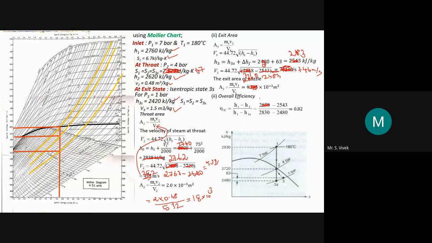This is 2760, this is also 2760, and this value is equal to 2483. What is the efficiency? 82.5 sir. Okay, I'm getting 0.82. Okay, super. So 0.82, right? So this is the case.